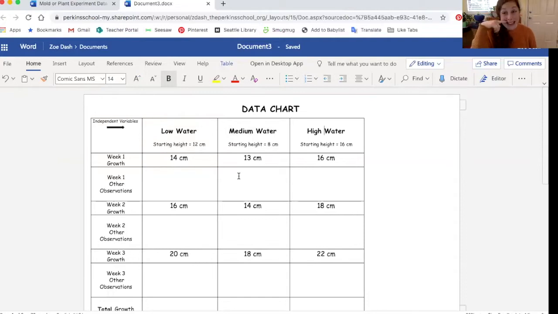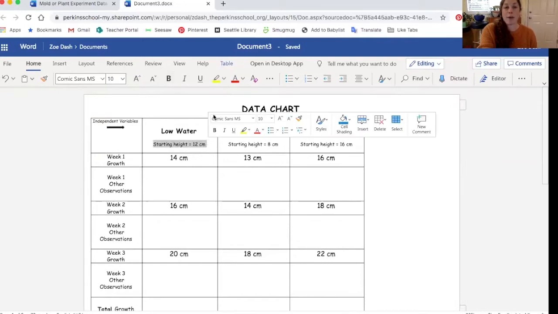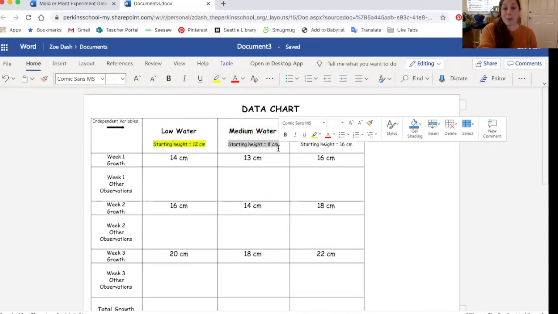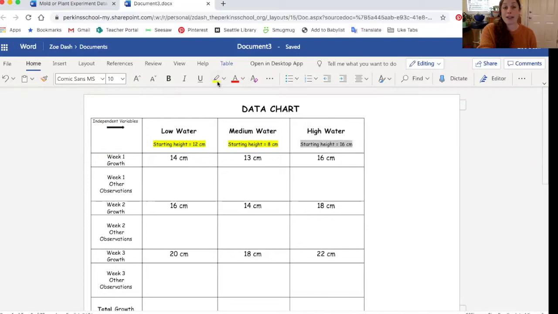So hopefully you did. So I have pretended that in my little experiment that the starting height for the plant that I gave low water to was 12 centimeters. So I'm going to highlight that. The starting height for my medium water plant was 8 centimeters. And the starting height for my high water plant was 16 centimeters tall. So before I even did anything to these plants, that's how tall they were in my pretend experiment.